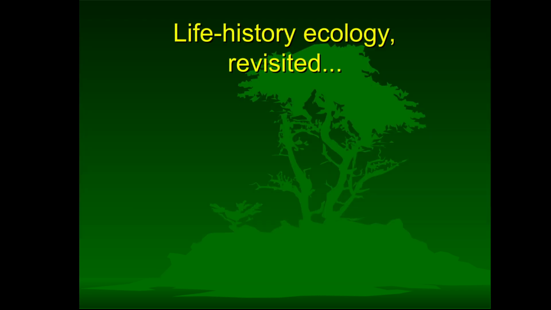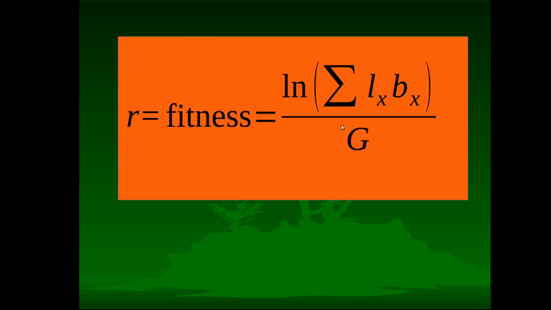Okay, so looking at life tables allows us to quantify life history strategies in question. We already looked at how you use life tables to calculate fitness. So if you consider the equation for fitness, little r equals the log of the sum of Lx bx divided by generation time, then we can see that fitness can be increased by increasing survivorship, by increasing fecundity, or by decreasing the generation time.